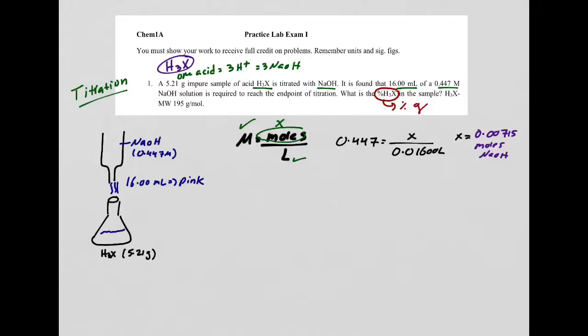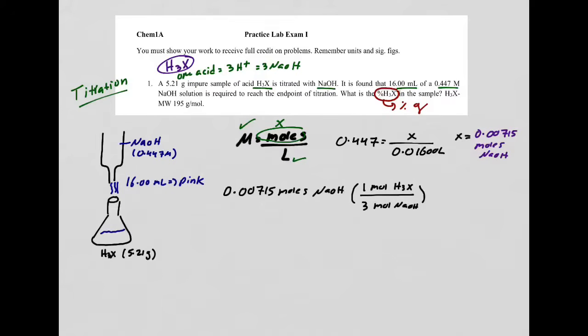So far so good? Okay. So what I have here is 0.00715 moles of NaOH. But I know that since I have a triprotic acid, for 1 mole of the acid, I need 3 NaOH. So for 1 mole of H3X, I need 3 moles of NaOH.